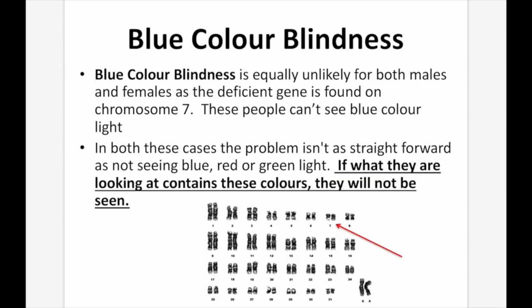Blue color blindness. Blue color blindness is equally unlikely for both males and females, as the deficit gene is found on chromosome 7. These people can't see blue color light.